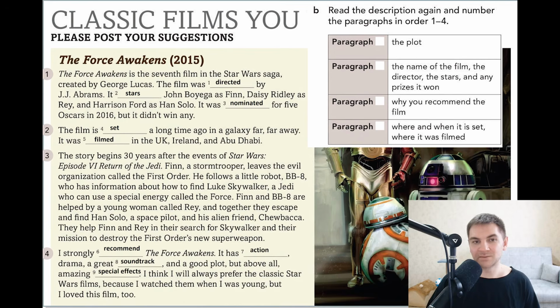Part B. Read the description again and number the paragraphs in order 1 to 4. So the plot, the name of the film, the director, the stars and any prizes it won, why you recommend the film, where and when it is set, where it was filmed. Okay, read the film description again. This time focus on the 4 different paragraphs and what each one contains. Your task is to number the paragraphs from 1 to 4 according to the correct order they should appear in a film review. Use the description in the table to help you match each paragraph to its content. I think something like that. Try.